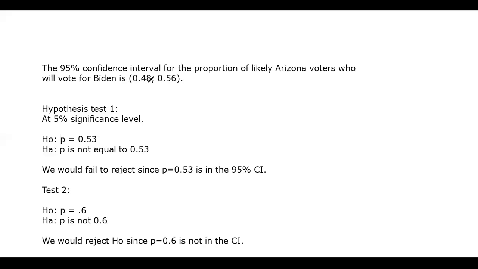Wait, in this last case, why was the probability 0.6 not within? Okay. So if we go back to looking at that confidence interval, our confidence interval goes from 48% to 56%. So this 0.6 is not in there. Okay, wait, where did the 0.48 to 0.56 come from? This is what we did last time. We can go ahead and review that.